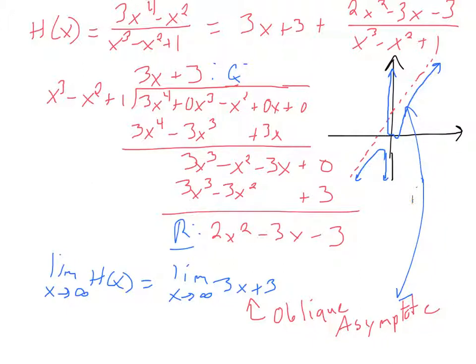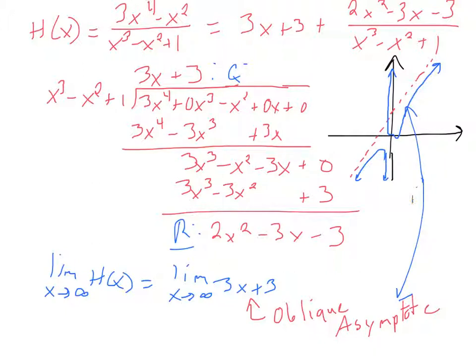So anytime we have an end behavior that's linear and it's not a horizontal line, it's an oblique asymptote. If it's just a flat horizontal line, we call that a horizontal asymptote, and that would be the end behavior. If it's a linear function, that's the end behavior, then it's an oblique asymptote. And if it's anything else, then we just call it nothing. We just say that's the end behavior.